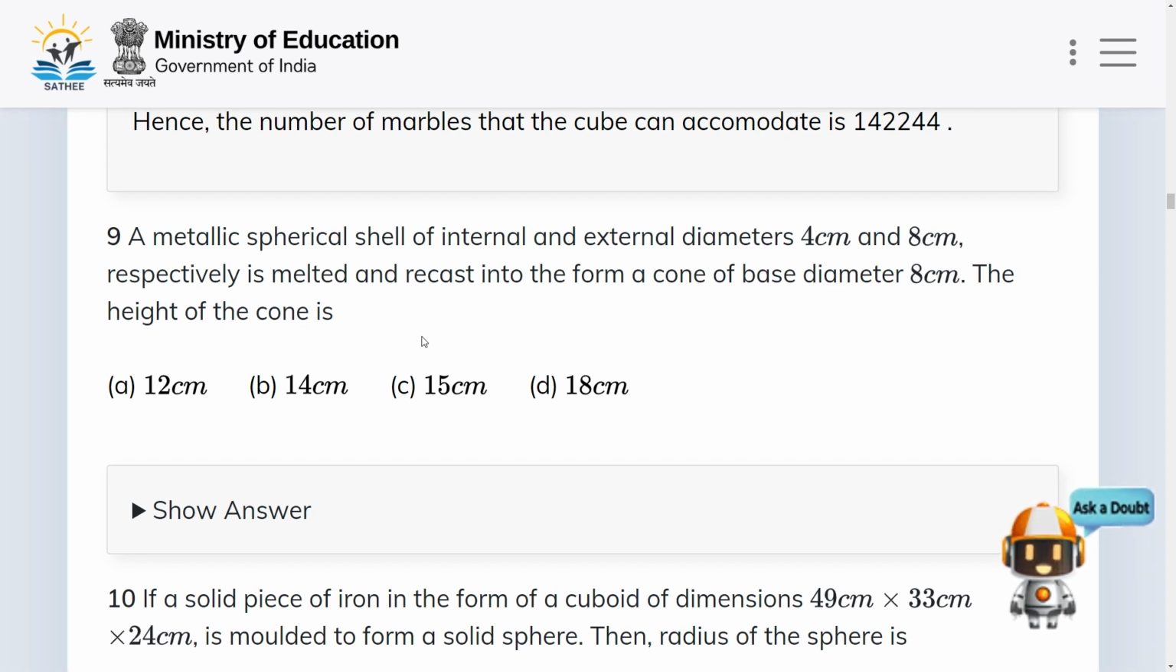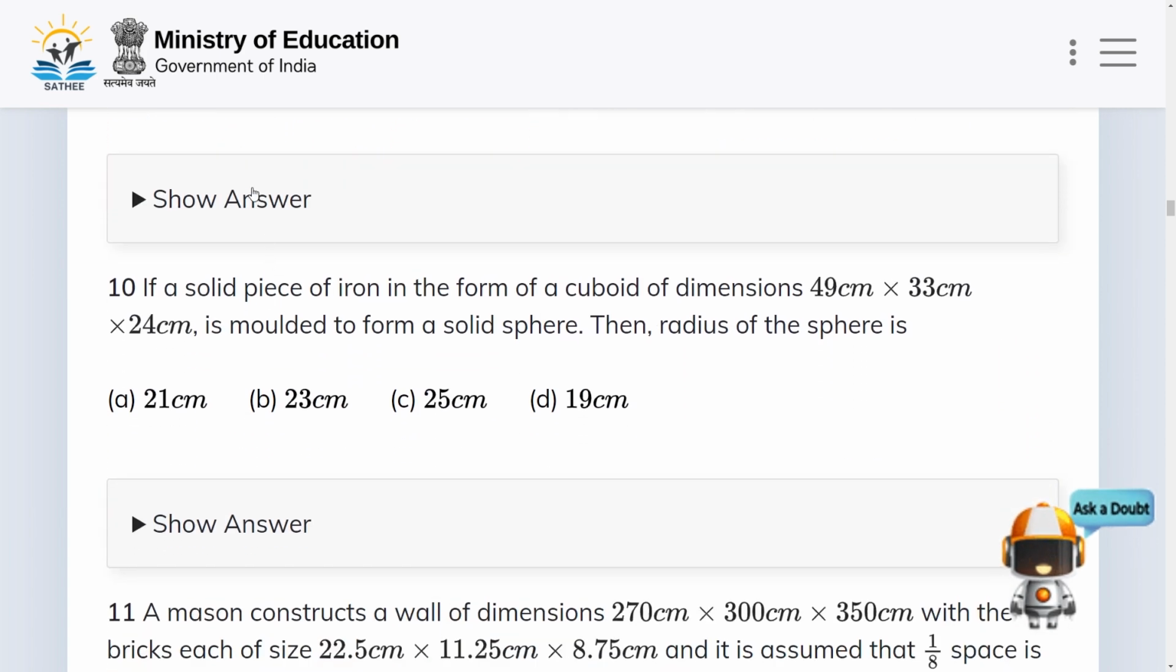Then the height of the cone is what? Okay, so basically we have a metallic spherical shell of internal and external diameters 4 centimeter and 8 centimeter respectively, and this is melted and recast into the form of a cone of base diameter 8 centimeter. Then we need to find the height of the cone. Okay, so let us solve this problem.